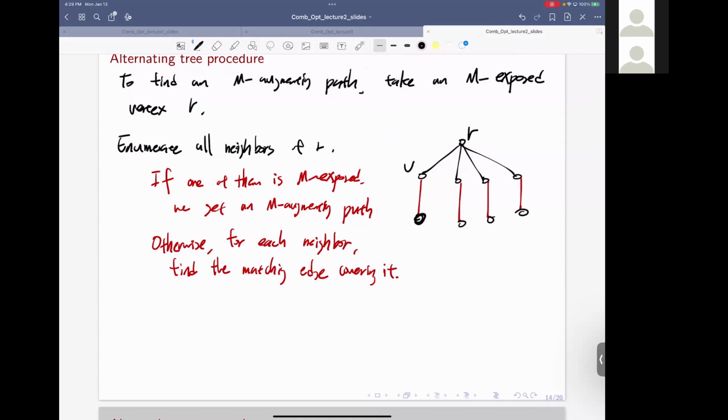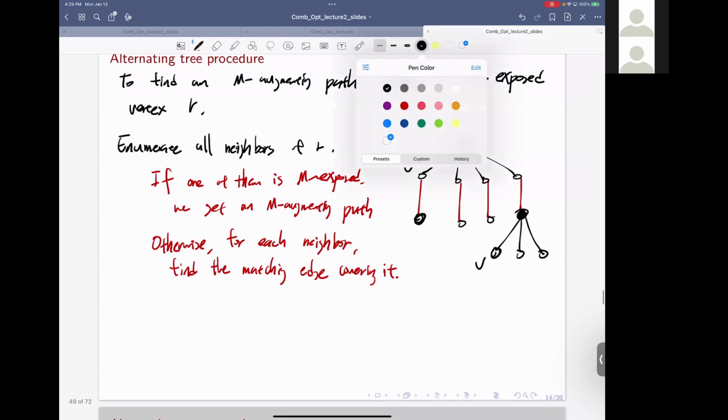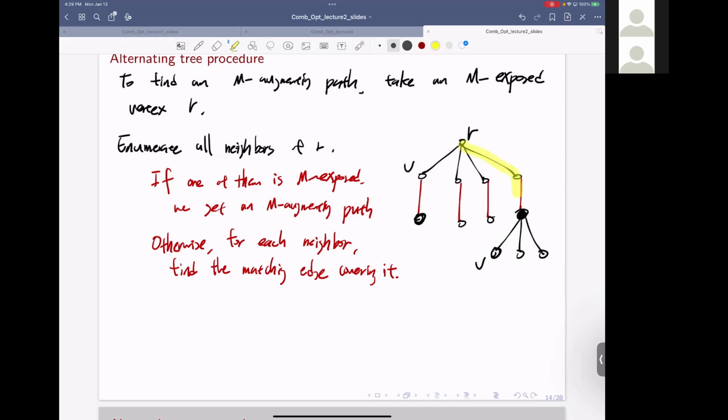You enumerate the neighbors. Let me take this vertex. Now, each vertex can be part of at most one matching edge. So the edges below, they have to be all non-matching edges. So they are all black edges. Again, if you have an M exposed vertex V, if this is M exposed, then you get an augmenting path. If not, you can add an edge from the matching below. And we repeat this procedure. And this is basically the alternating tree procedure.